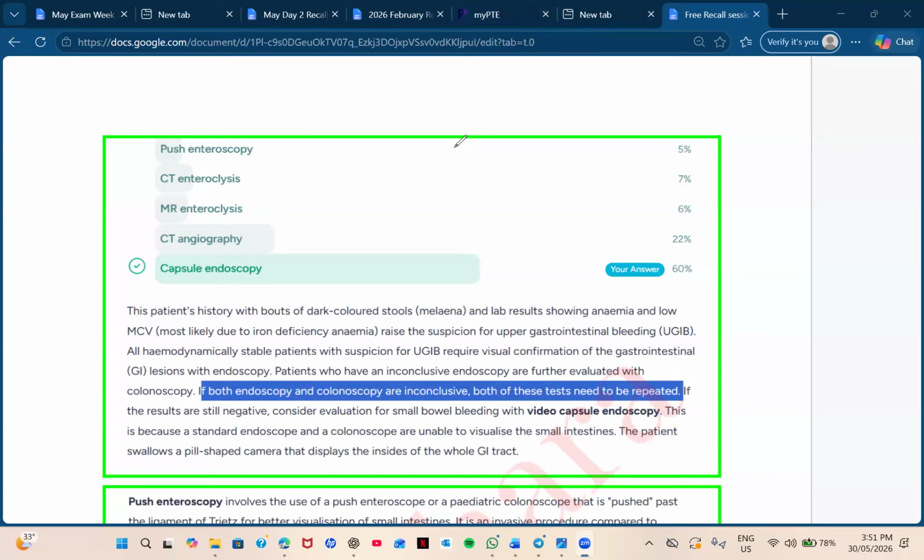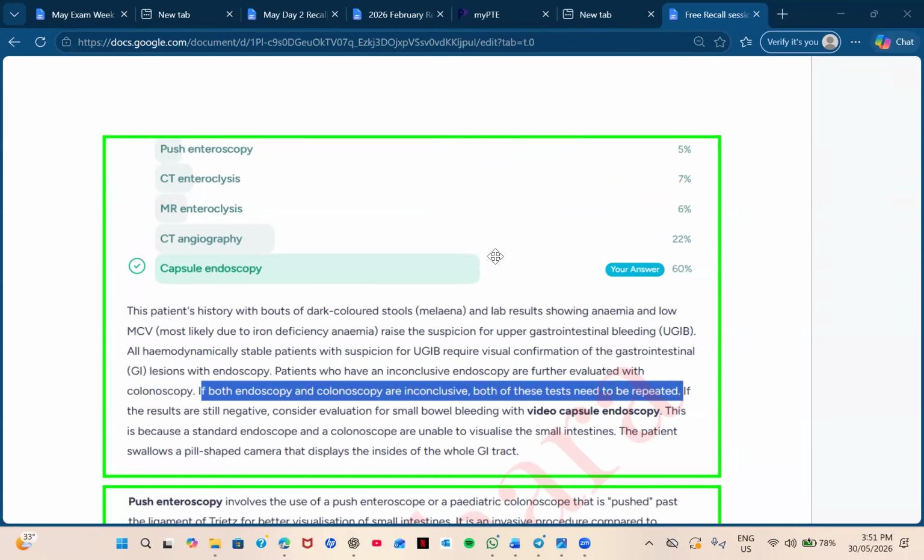So initially, you have done the endoscopy. If the first one is negative, then you are not going directly to capsule endoscopy. You have to repeat it again. If the second one is also negative, then only do you go with capsule endoscopy. This is the point, doctor. If both endoscopy and colonoscopy are inconclusive, both should be repeated. If still negative, then only do you consider capsule endoscopy. That is the point you need to take.